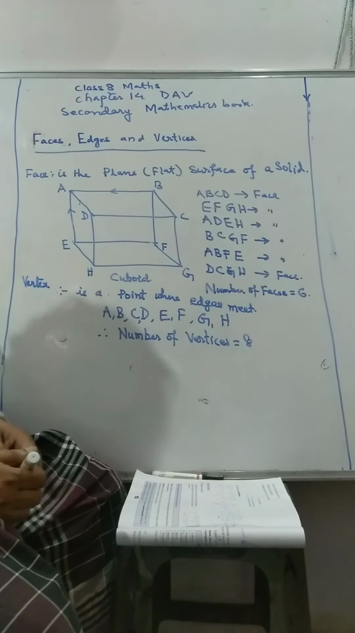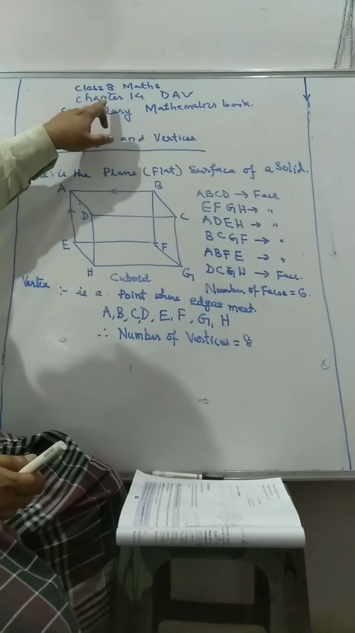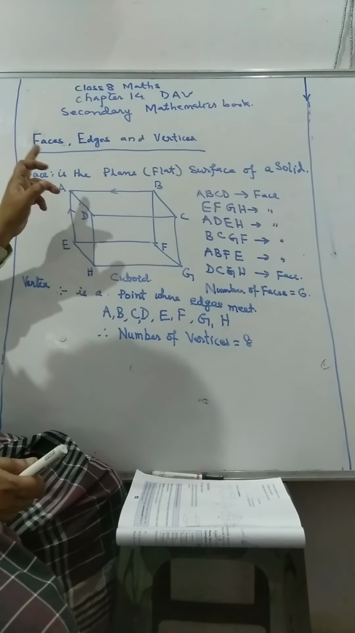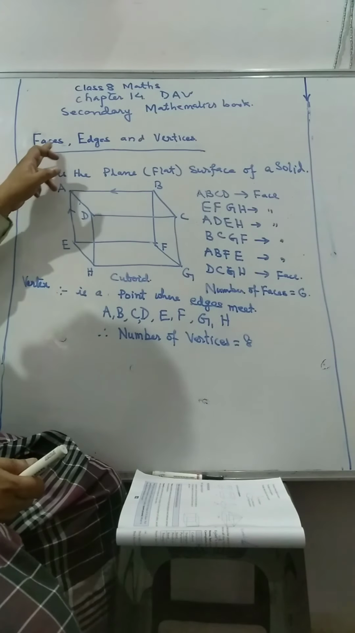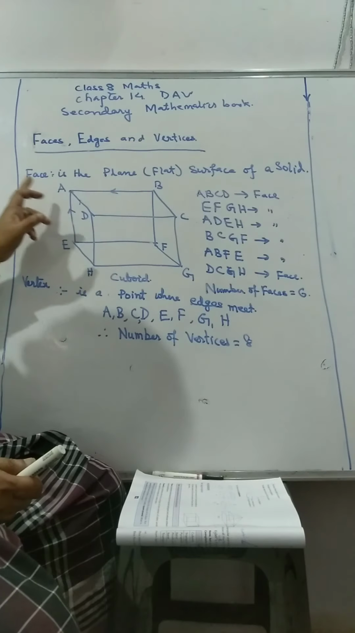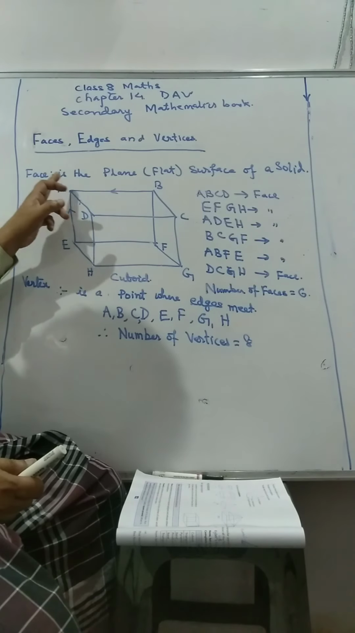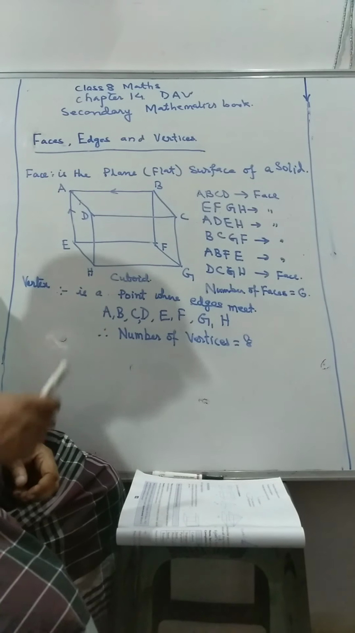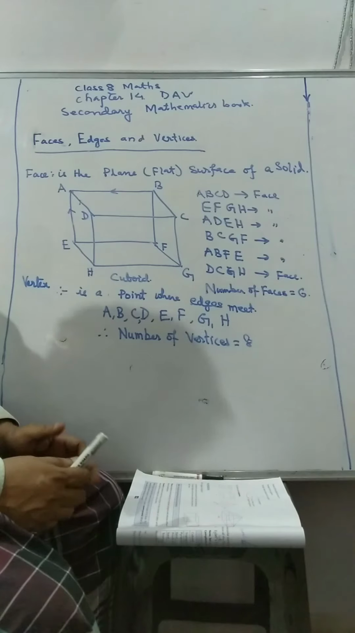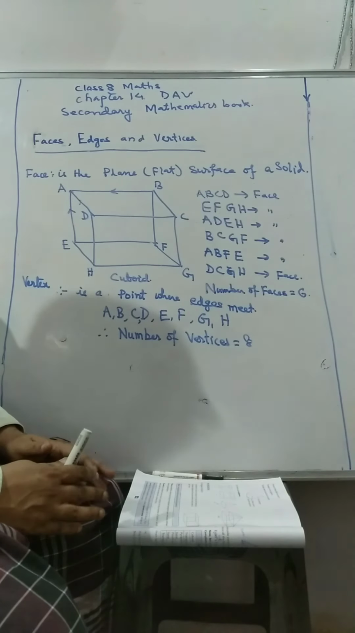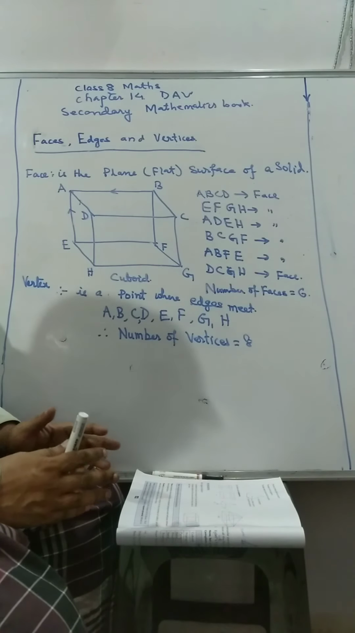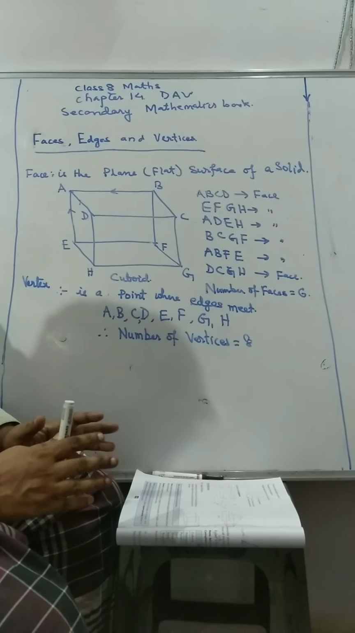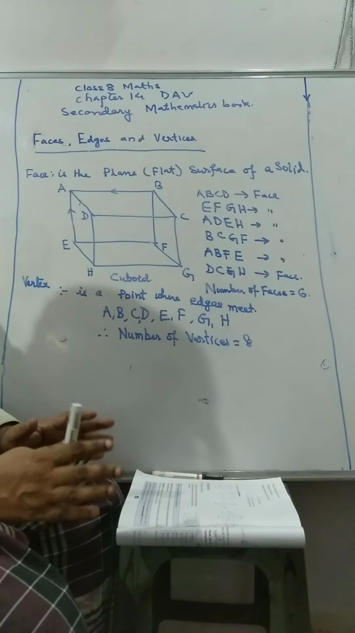Good afternoon, everyone. This is Class 8, Chapter 14, DAV Secondary Mathematics book. Now we are going to explain faces, edges, and vertices. We know that a face is the plane surface of any solid. Solid here means something having volume, with length, breadth, and height. If there is no length, breadth and height, then there will be only line segments in the solid.